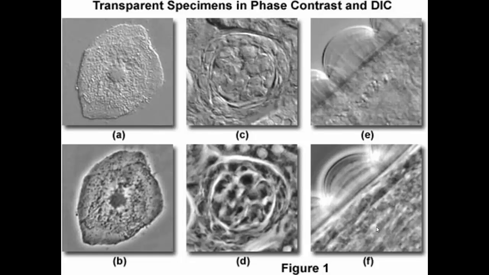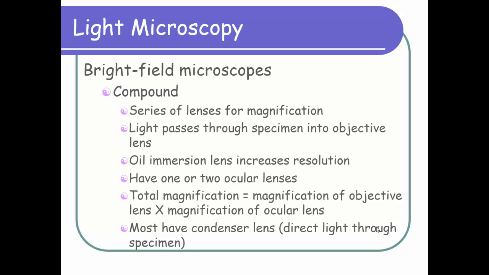For example, the top row here, A, C, and E, are specimens used in a phase contrast microscope, whereas B, D, and F are the differential interference phase contrast. Both of these microscopes use light in phase, but you'll notice the cell in A and B, in phase contrast, we see a lot of the surface, while in differential interference contrast, we see more of the internal structures of the cell.